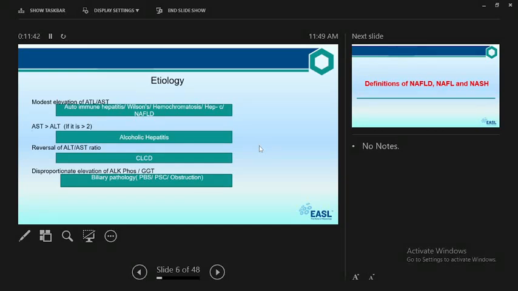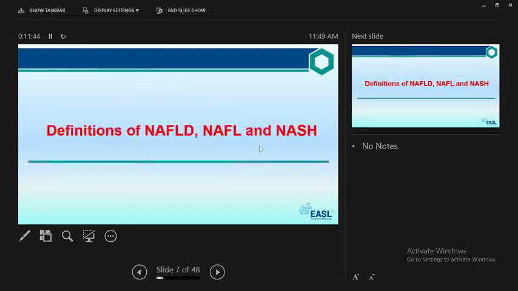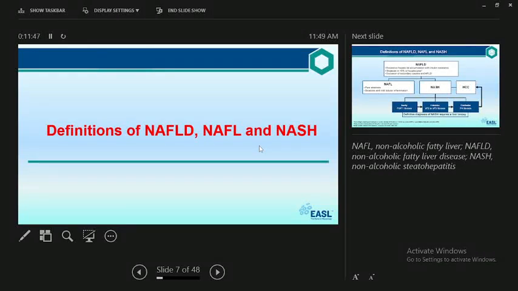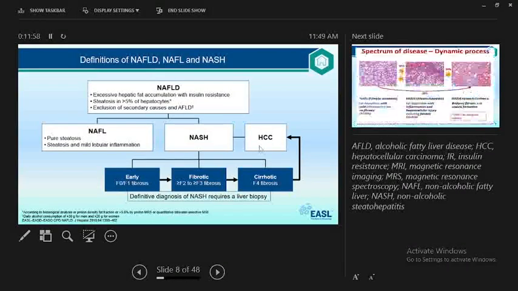A disproportionate elevation of alkaline phosphatase and gamma GT could be due to biliary obstruction. It could be mechanical, it could be medical. So having that information in your mind, we'll move on to NAFLD, NASH, and fatty liver disease.